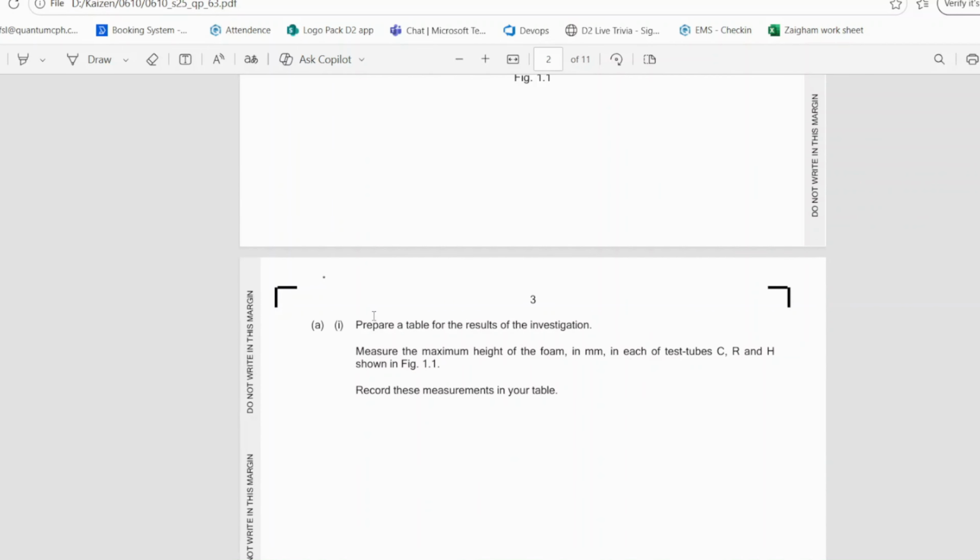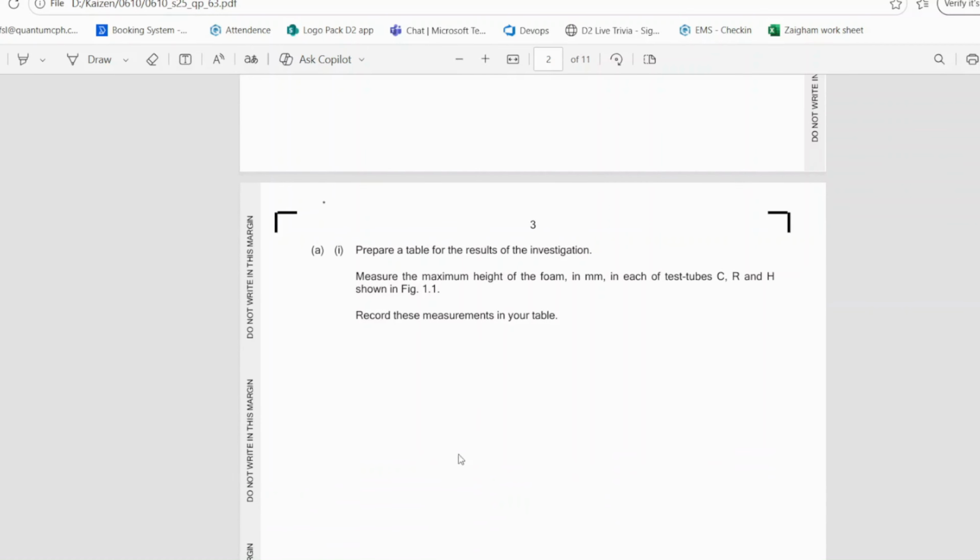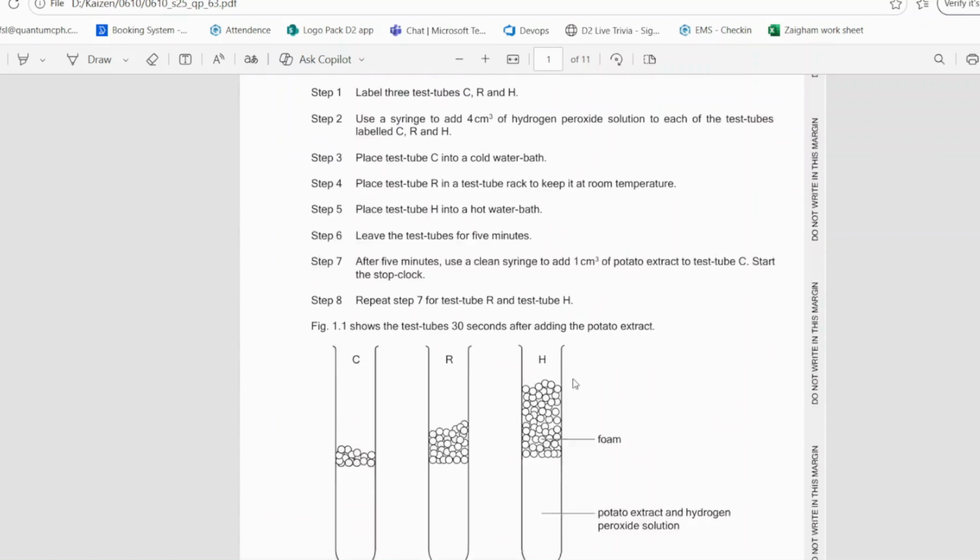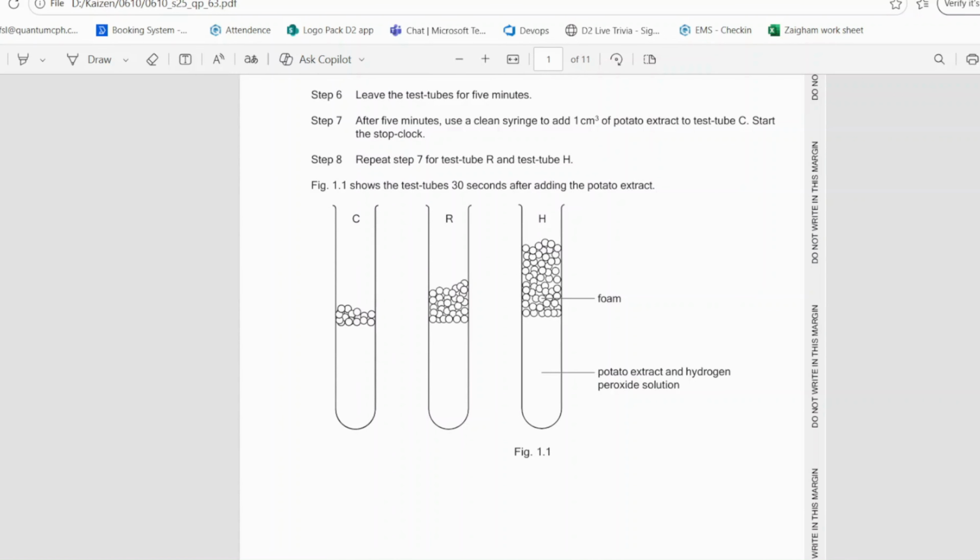Prepare a table for the result of the investigation. Measure the maximum height of the foam in millimeters in each of the test tubes and record these measurements in your table. Because this is an error, they would ask you further what the error is. We will take the highest one, whatever is at the top. We'll calculate it from the top.